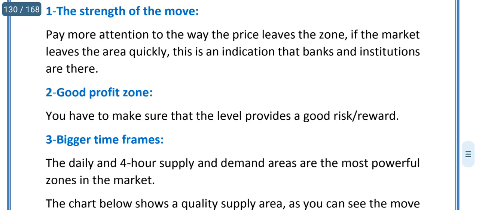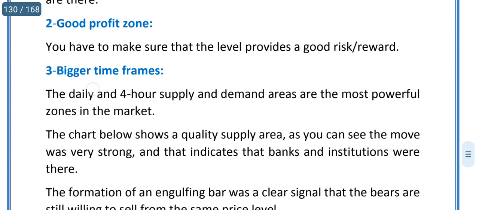The second factor that we can base on is what we call the good profit zone. Here you have to make sure that the level provides a good risk reward ratio.